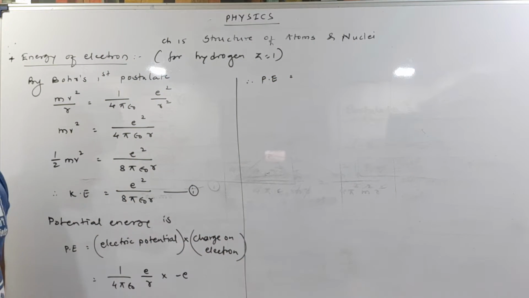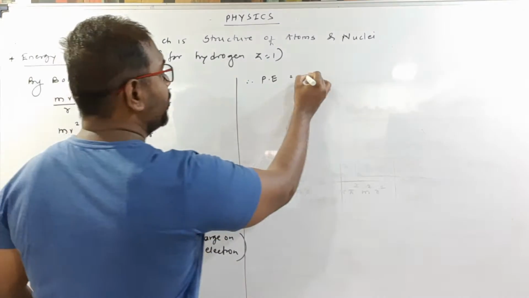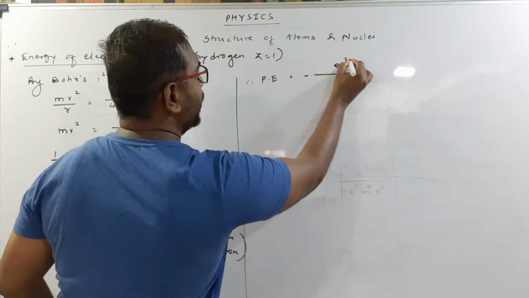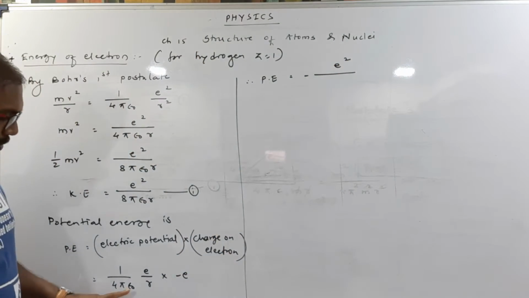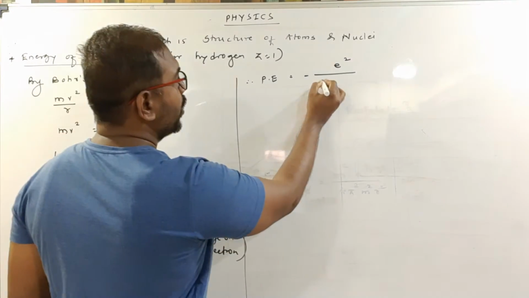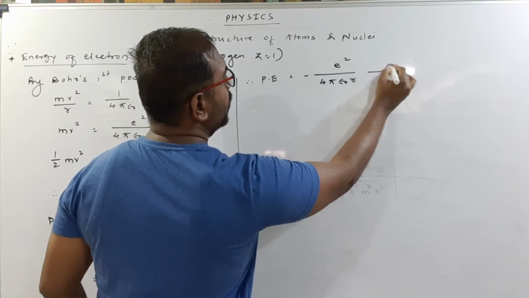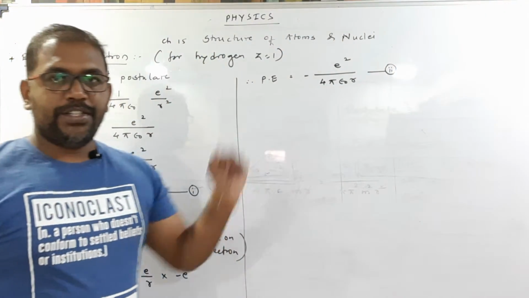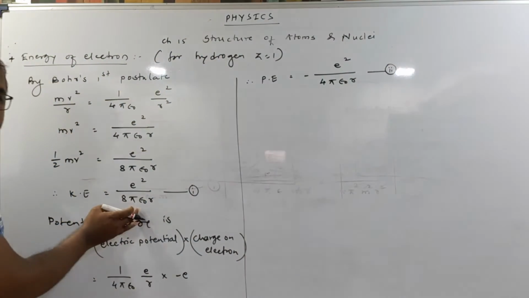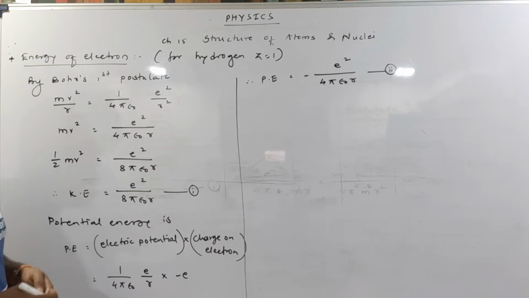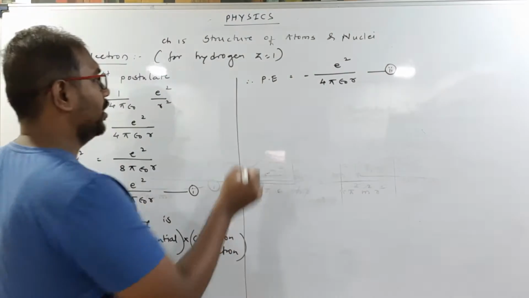So after solving this, hence potential energy is equal to e into minus e, so I can write minus e square divided by 4 pi epsilon 0 R, equation number 2. So equation 2 is the potential energy, equation 1 is the kinetic energy. We have to add both the energies, we get total energy.